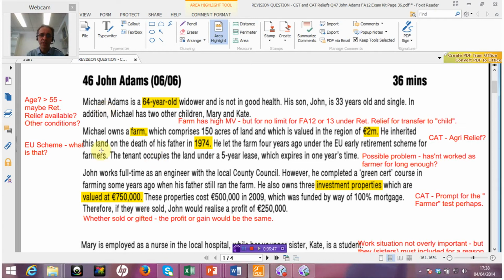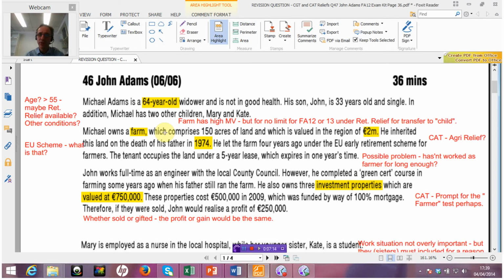What else do we see in paragraph 2? Well, really what we see is that word farm. Now that's got to be a signal for us in terms of agricultural relief. It's got to be. Now what we know about agricultural relief is that there is another set of conditions. We've got the farmer test and we've got 1 or 2 other things. So really the triggers in the question are what we need to be looking out for.